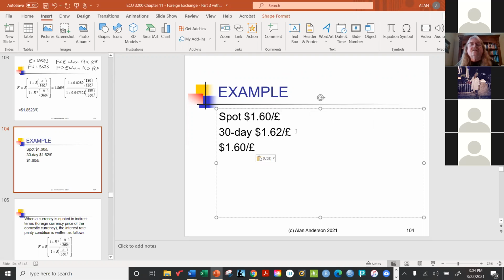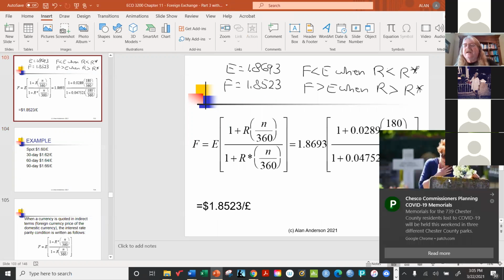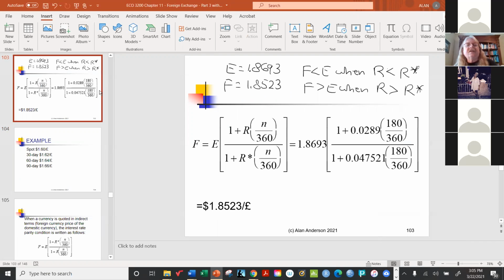60-day, let's say, is $1.64, just to keep it simple. It's not going to be quite this simple, but let's just say this is what it looks like. And then let's say 90 days is 1.66. All right, so you can see what's happening here. There's a pattern. Typically the pattern is either rising or falling. That's pretty normal. So based on the logic we had here, the forward exchange rates are actually rising above the spot exchange rates as we go further into the future.